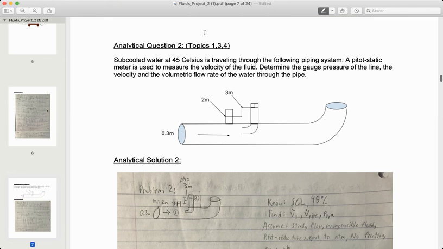The second question is going to cover topics 1, 3, and 4. And so we have subcooled water at 45 degrees Celsius traveling through this piping system here. A pitot meter is used to measure the velocity of the fluid, and we need to determine the gauge pressure, the velocity, and the volumetric flow rate through the pipe.